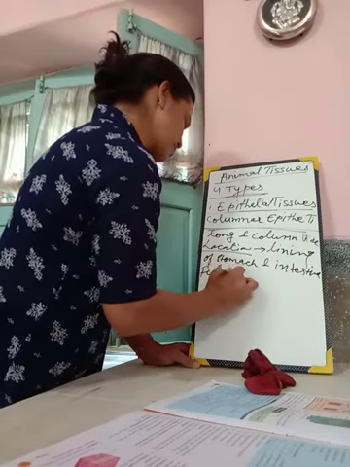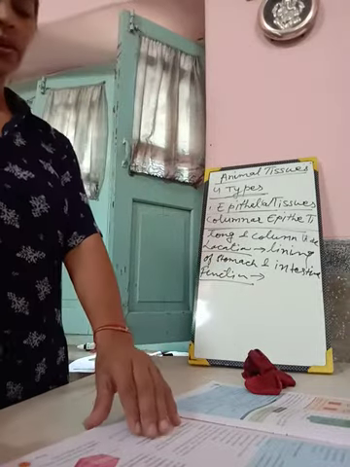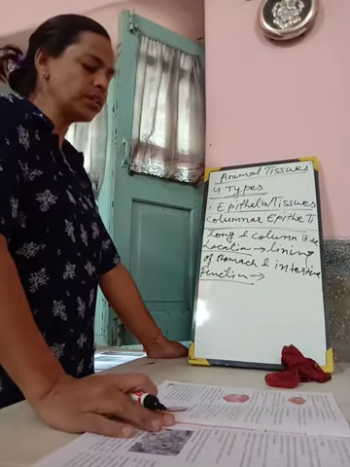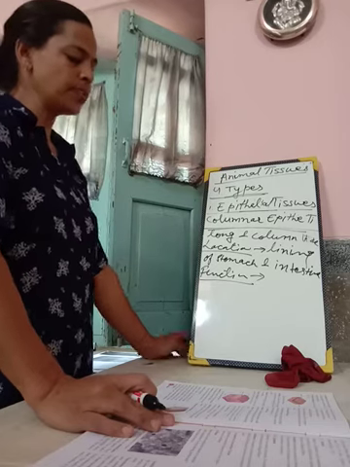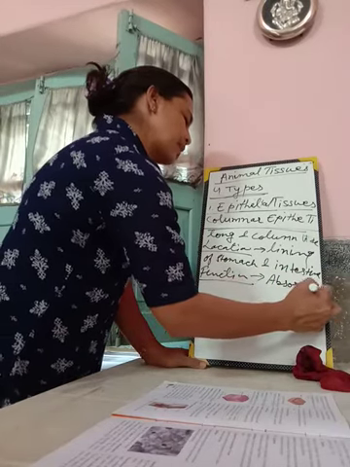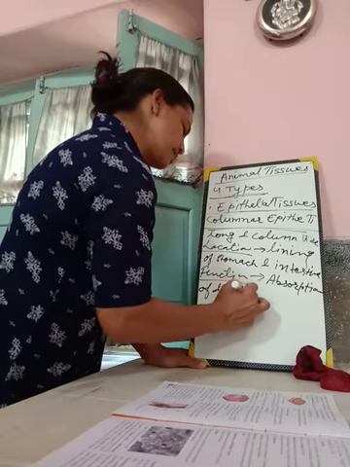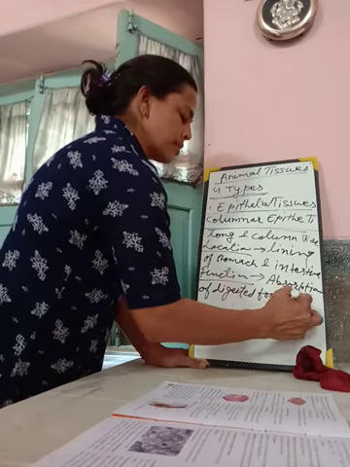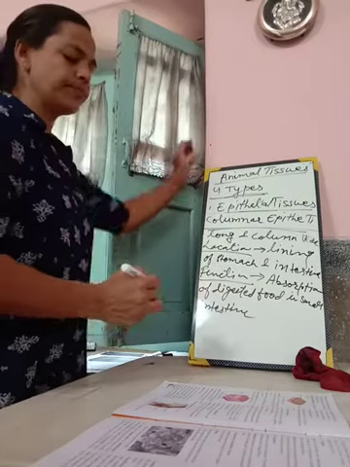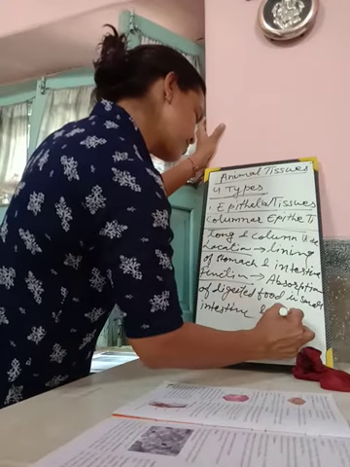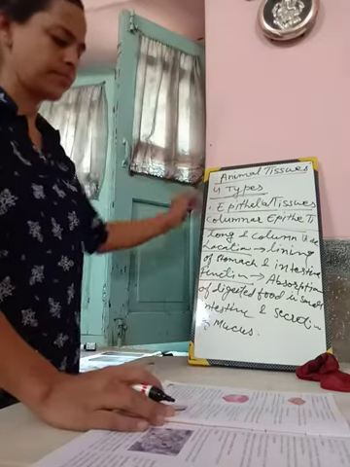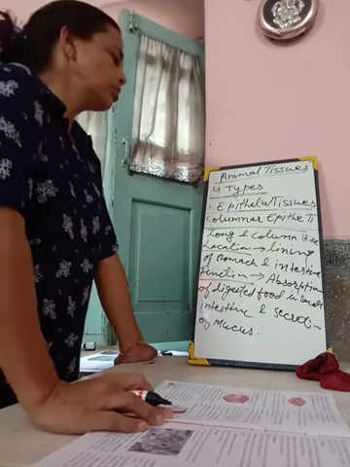Function of columnar tissue: the main function is absorption of digested food in the small intestine and secretion of mucus. This is all about columnar epithelium.